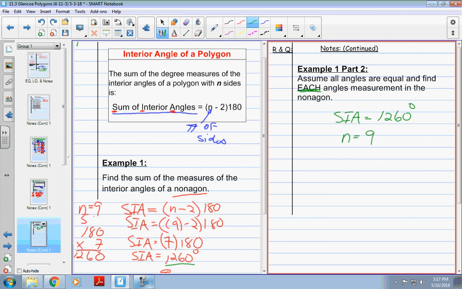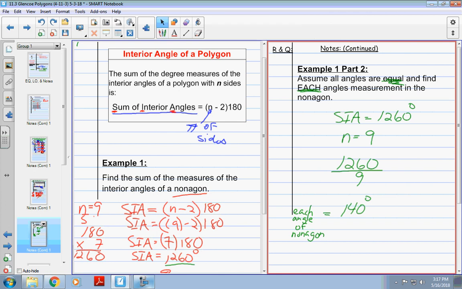And if we want to find each, you're right, we have to do 1,260 divided by 9. And when we do that, we find that each angle of a nonagon is going to be 140 degrees. So each angle of our nonagon, if they are all equal, like the problem said, it did have to say equal, each angle of a nonagon would be 140 degrees.